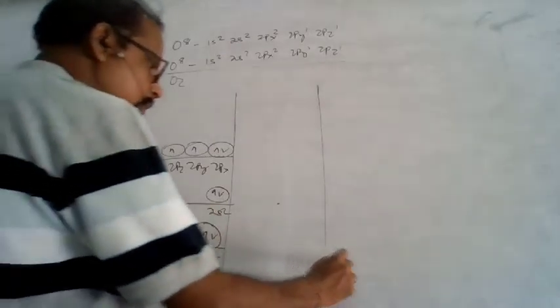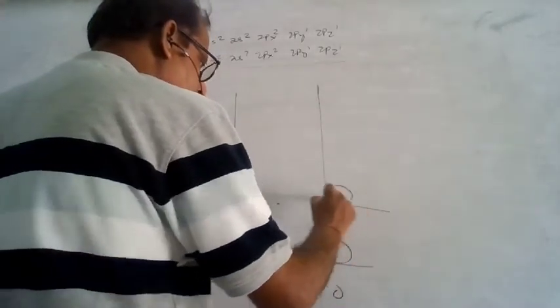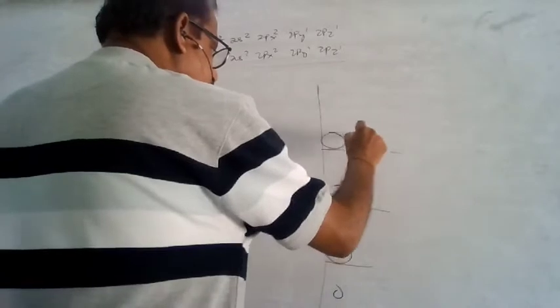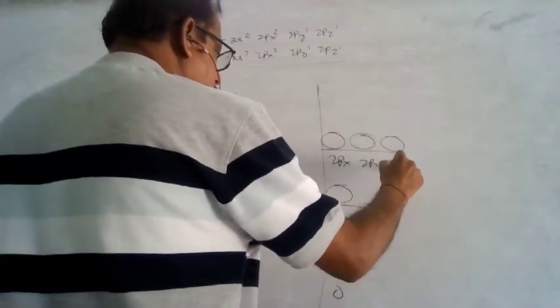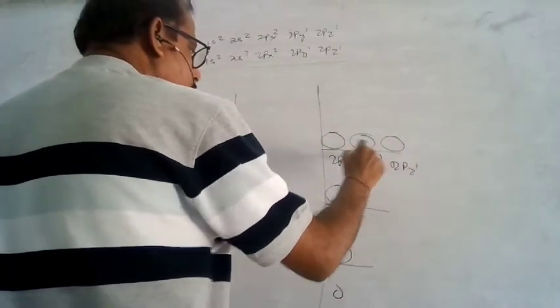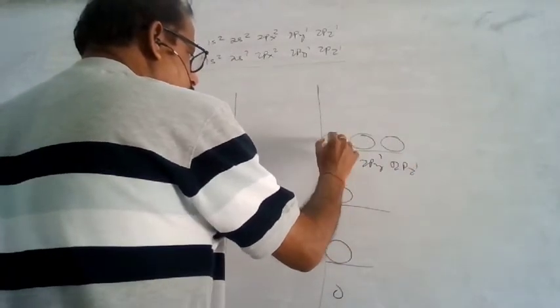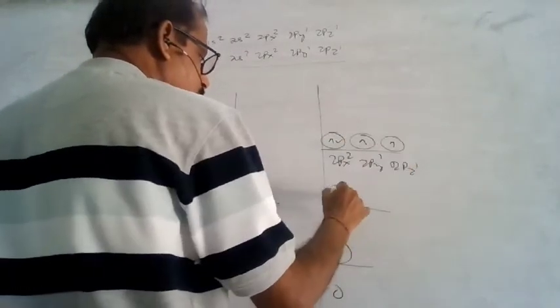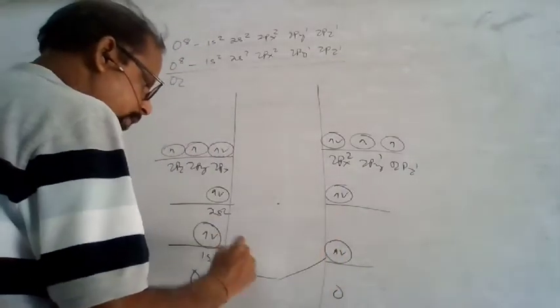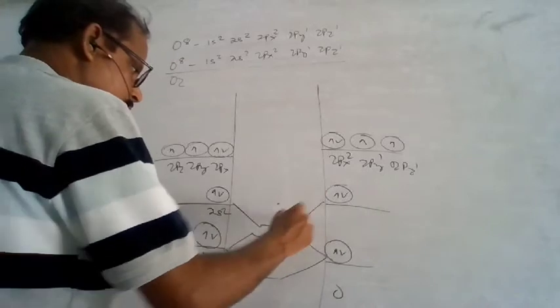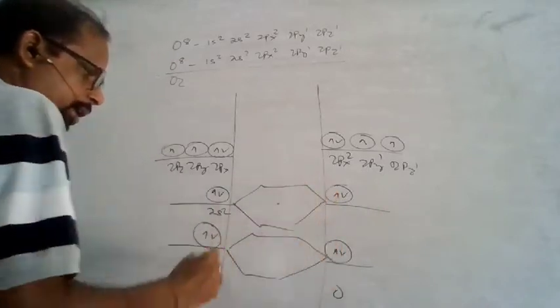Similarly, I am explaining the other molecules. This is all about nitrogen. So remember the concept: if the sum of atomic numbers, Z, is less than or equal to 14, then whatever we have discussed, the same thing will be applicable. Now I will explain the oxygen.